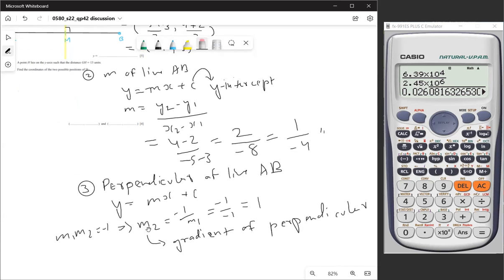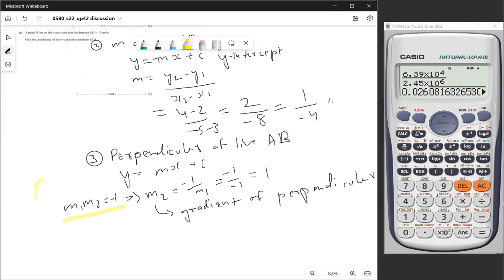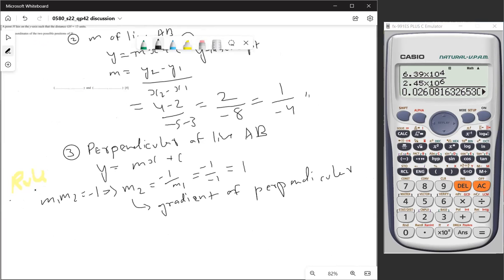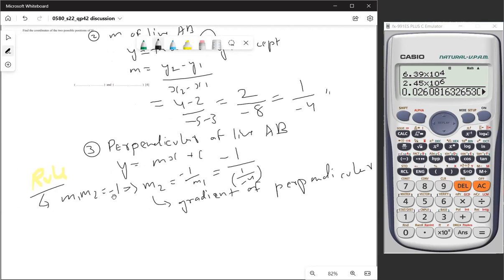No, not for some reason. Look at the rule here. M1 times M2 is equal to -1. M2 is the gradient of the perpendicular. That's the rule. You have to memorize this. Now our job is to find the negative reciprocal of the first gradient by this rule. M1 times M2 is -1, so therefore M2 must be -1 over M1. So how did you get -1 over there? What is the rule? Where did I get -1? Tell me. Now, okay, any problems here?